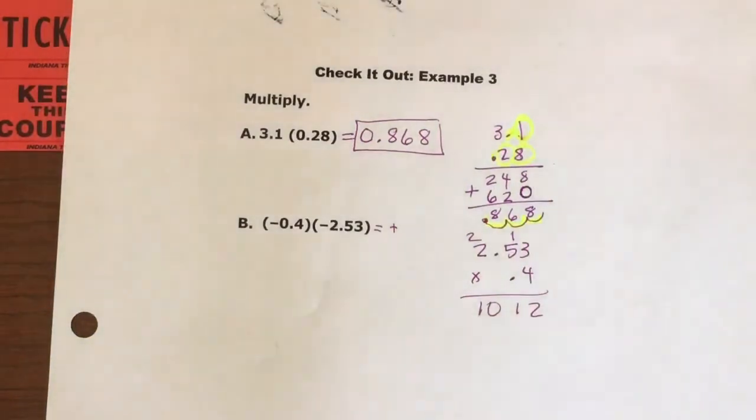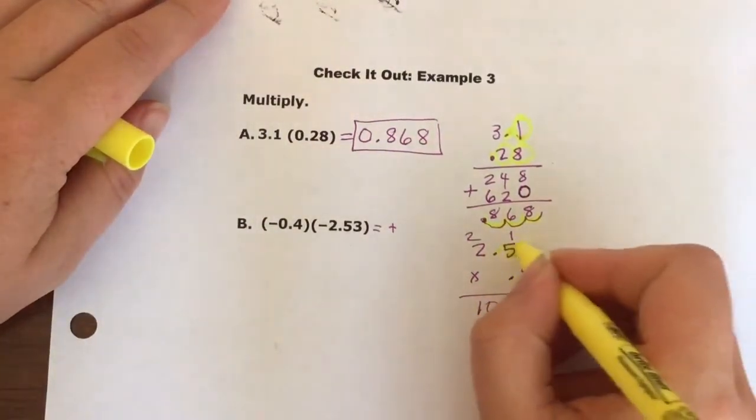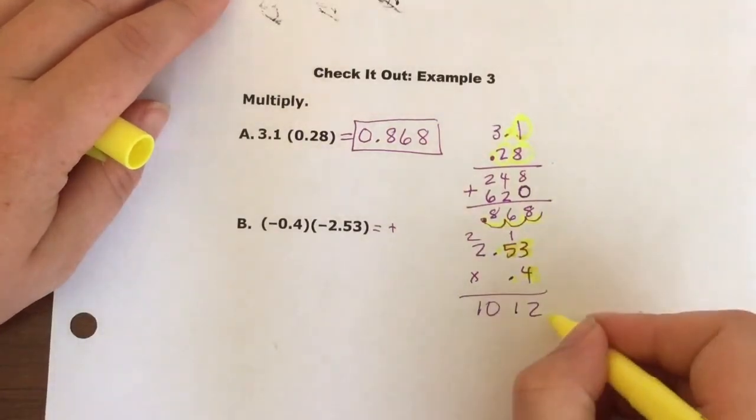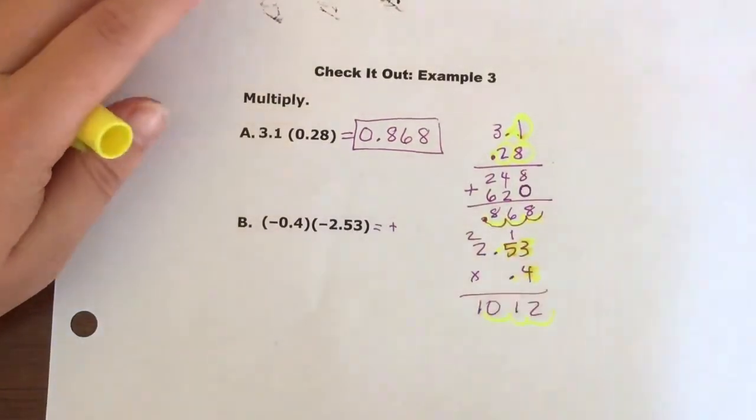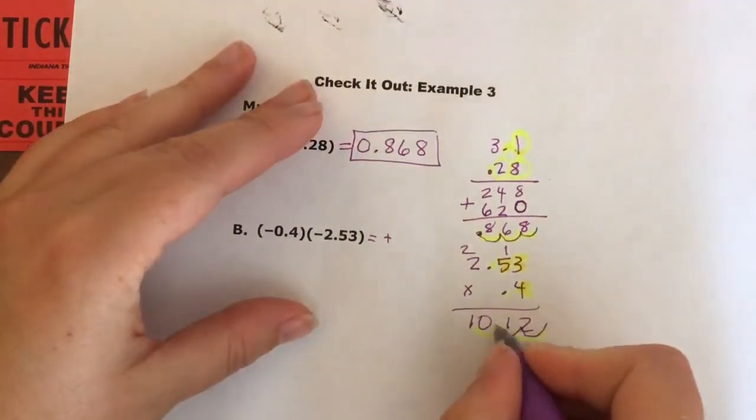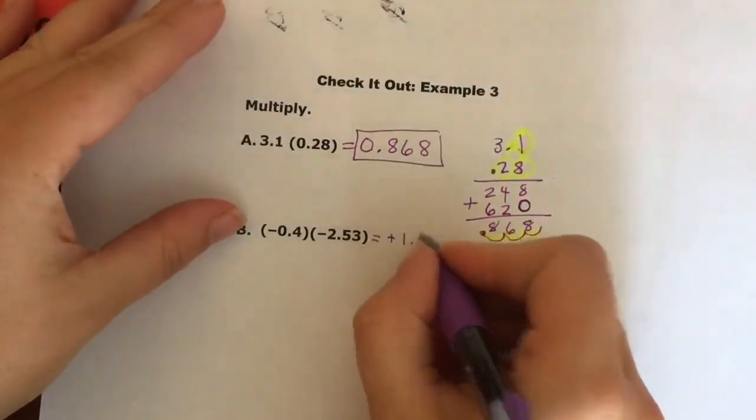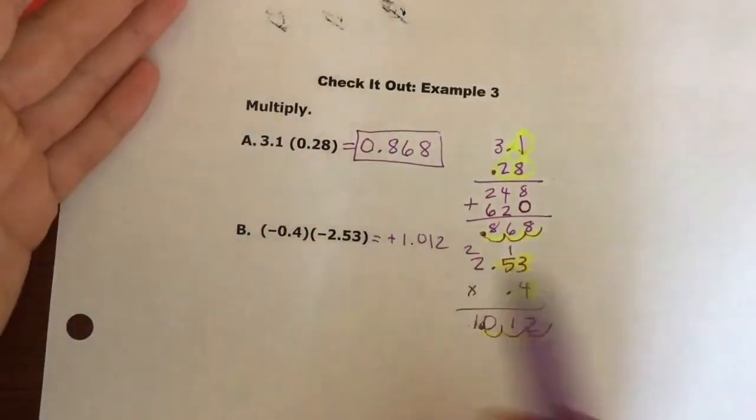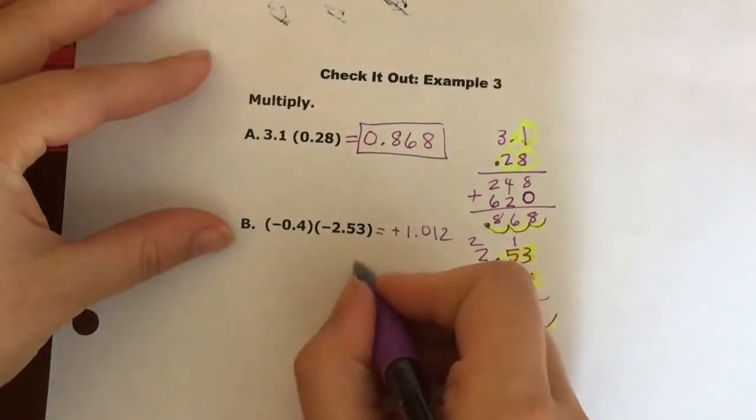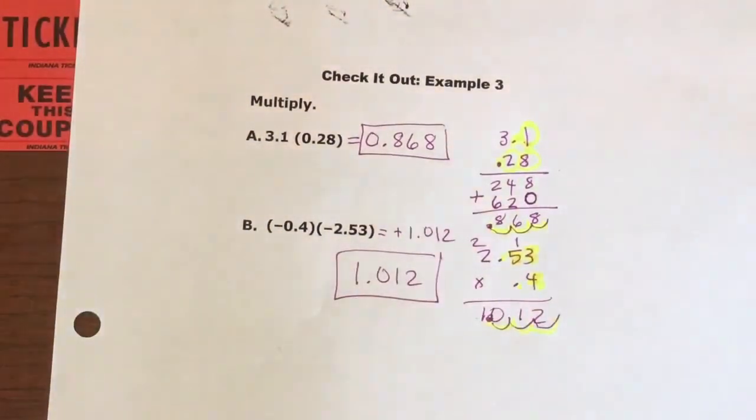Now we count the decimal places to the right of the decimal. Here's a decimal, here's a decimal. To the right, we got 1, 2, 3. Move it over 3 spots. 1, 2, 3. And there we go. That is our answer, 1.012, but we don't want to write that plus sign, so we're just going to write 1.012. Put a box around our answer. Boom. We did it.